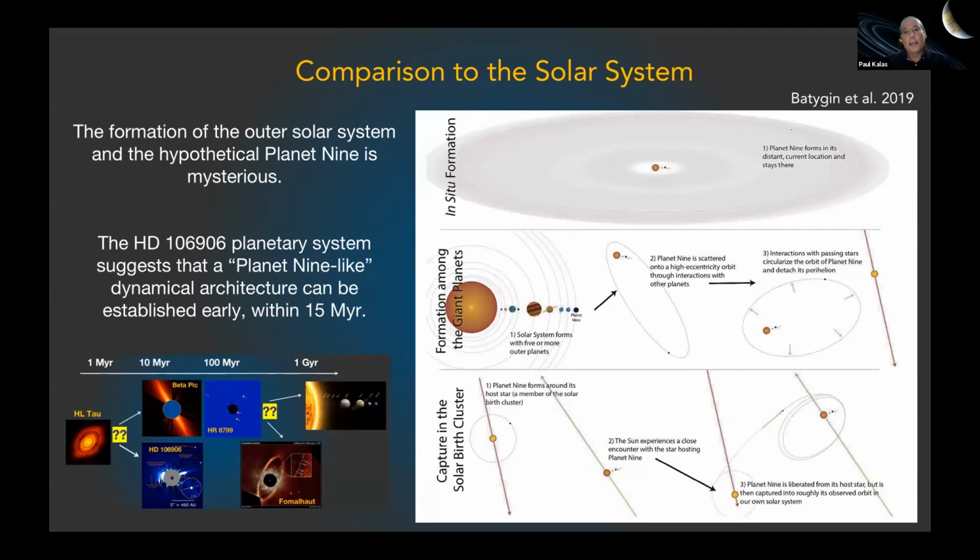I did want to emphasize that this type of work will help us understand how these distant planets form, either Planet 9 or 106906b. It's still possible that they formed through gravitational instability. This has to be determined by future work. Our current hypothesis is that they formed in a disk and were scattered outwards and later stabilized by passing stars. And it's certainly possible that some of these objects are captured in the early cluster environment.